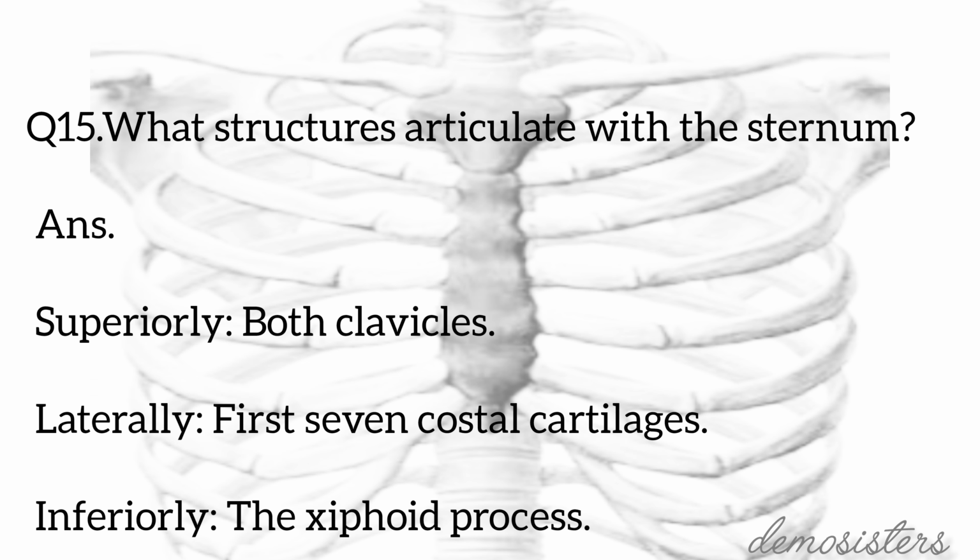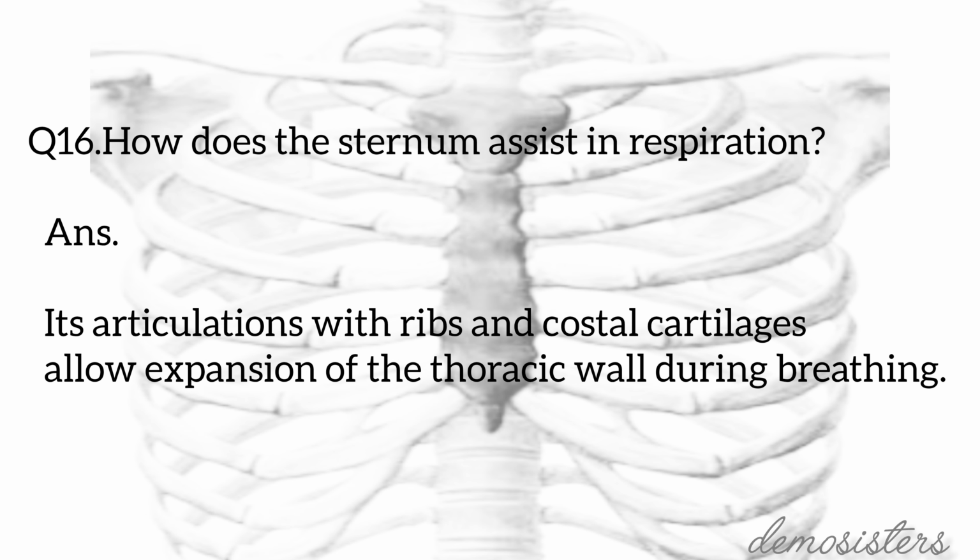What structures articulate with the sternum? Superiorly, both clavicles. Laterally, first 7 costal cartilages. Inferiorly, the xiphoid process. How does the sternum assist in respiration? Its articulations with ribs and costal cartilages allow expansion of the thoracic wall during breathing.